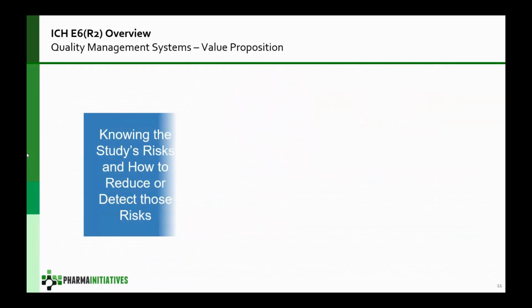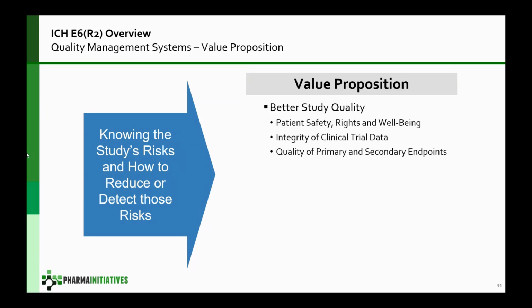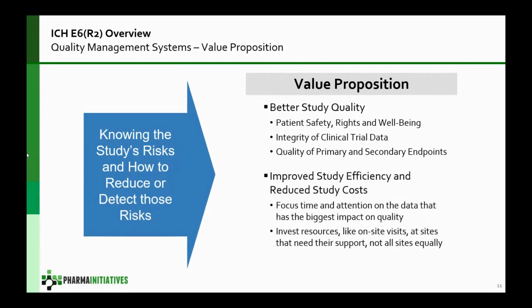All of which leads to ultimately the value proposition of E6R2, which is by knowing the study's risks and how we can reduce or detect those risks, we can achieve better study quality as defined by patient safety, patient rights, patient well-being, better integrity of the clinical trial data, improved quality of the primary and secondary endpoints, and then improve study efficiency and hopefully reduce study costs by focusing our attention and our effort where the risks are and not uniformly throughout the entire potential study.